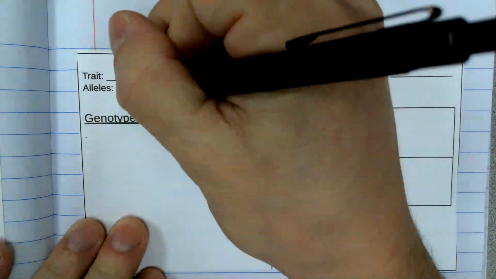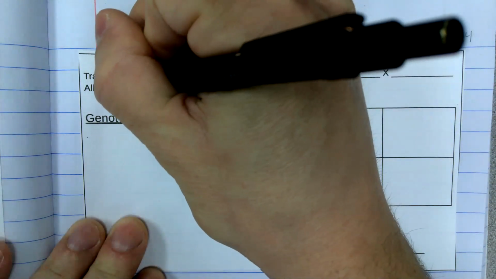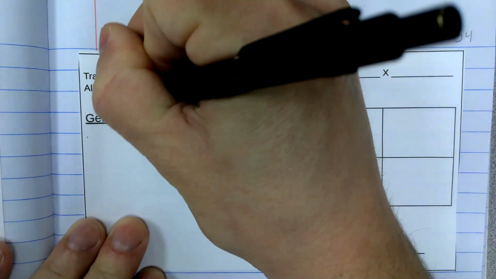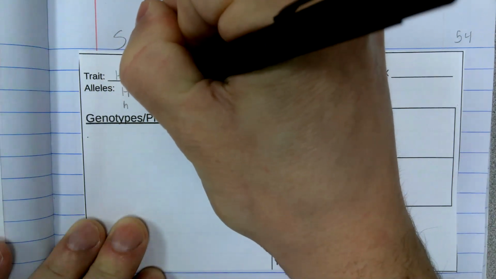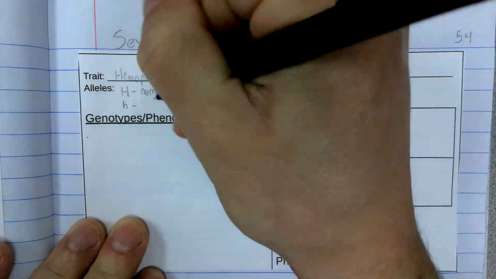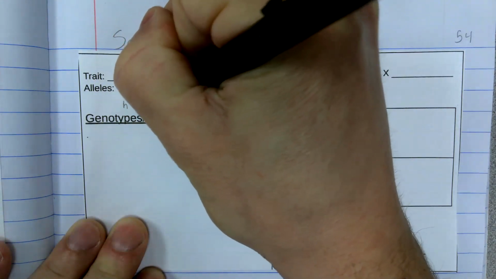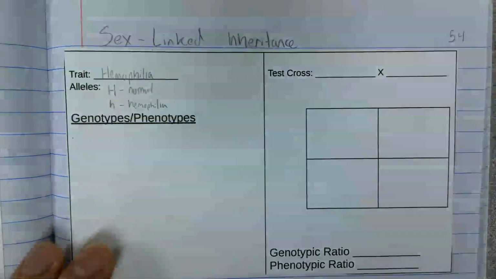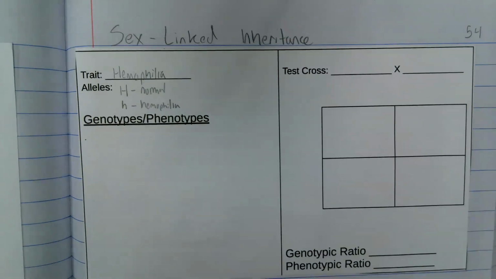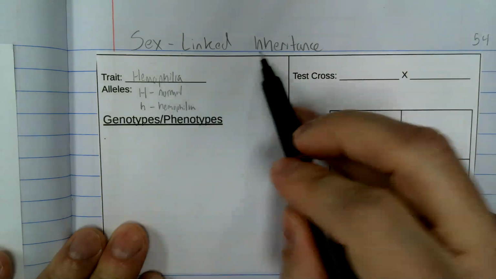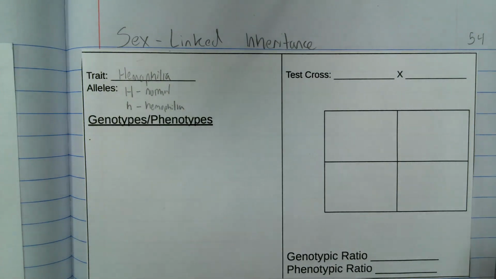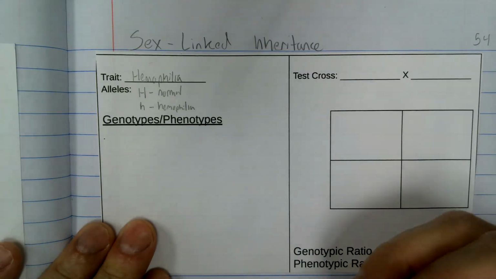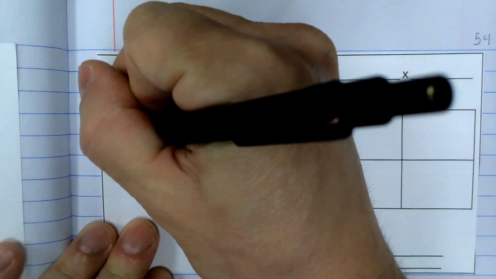So, like our usual Punnett squares, we have a dominant and recessive allele. Our dominant is going to be normal, and our recessive is going to be hemophilia. Now, since this is sex-linked inheritance, it's going to have to do with sex chromosomes. Most of the ones that we'll deal with are X-linked recessive. So let me show you what that looks like.